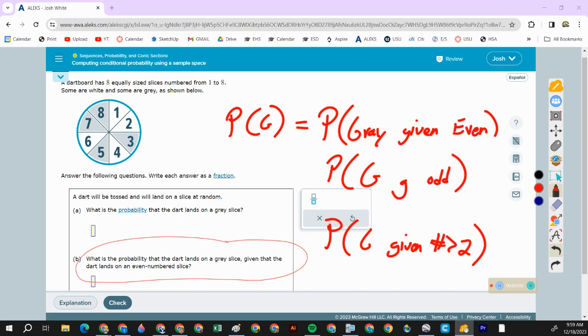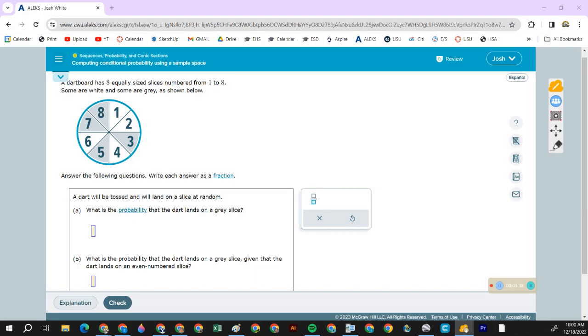Okay, so we're asking here, does the color depend on the number? Well, the probability of gray was 1/2. The probability of gray given even was 1/4. Does knowing something about the number influence the probability of the color? Yes, it did. So these would be called dependent. Does color depend on number? Yes, it does. But in this one, you don't have to do all of that.